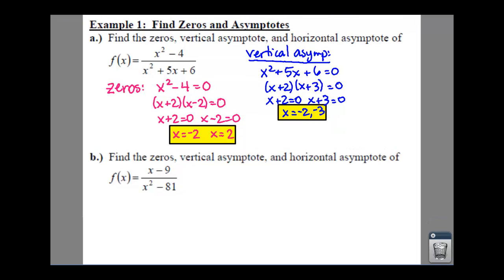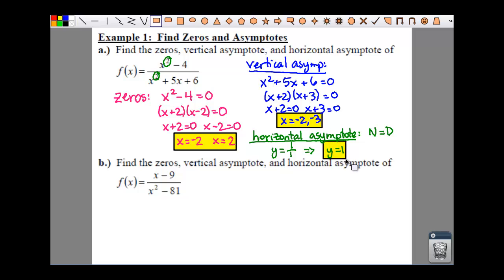And finally, your horizontal asymptotes, this is where you have to use your table. So the table, notice the degree on top is the same as your degree on bottom. So for your horizontal asymptote, the degree on the numerator is equal to the degree on your denominator. So we're going to say y is equal to your coefficient on top divided by your coefficient on bottom, which just means y is equal to 1. There is your horizontal asymptote.